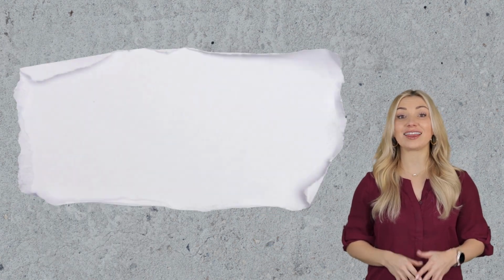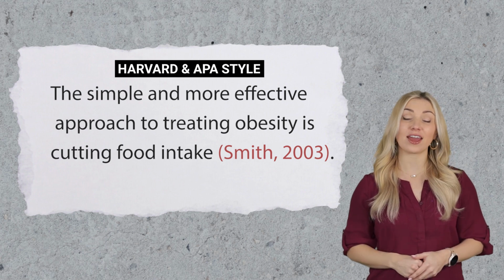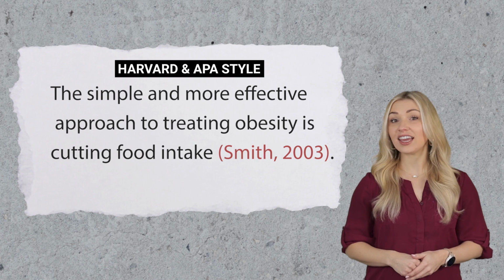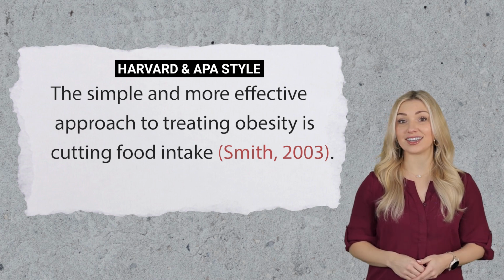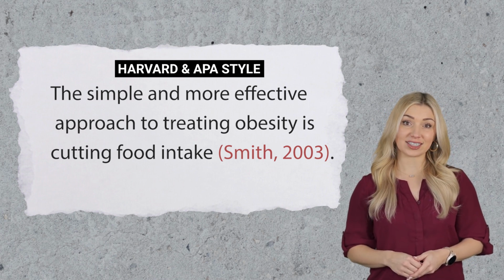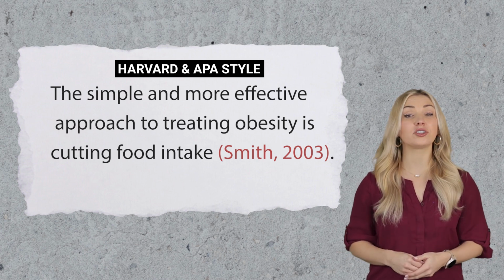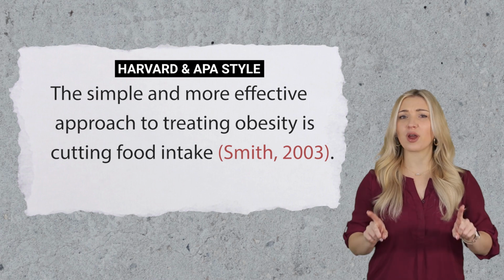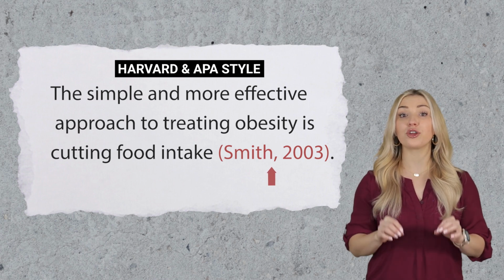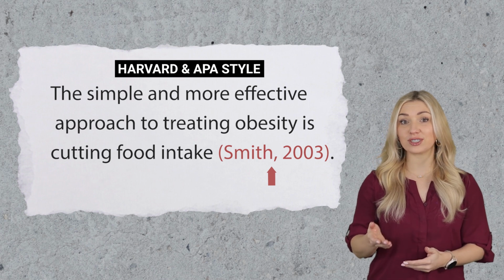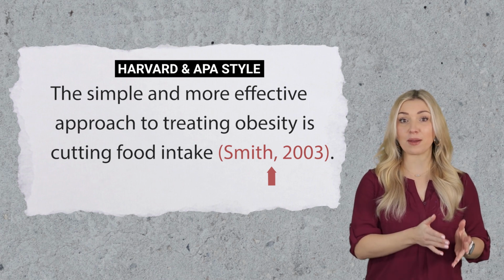First, we will look at the Harvard and APA referencing styles. The Harvard referencing style is widely used in UK universities, and the APA referencing style is used in the fields of psychology, health, and social sciences. Both referencing styles use an author-date system. The sources are cited by providing the author's surname and the year of publication in brackets.